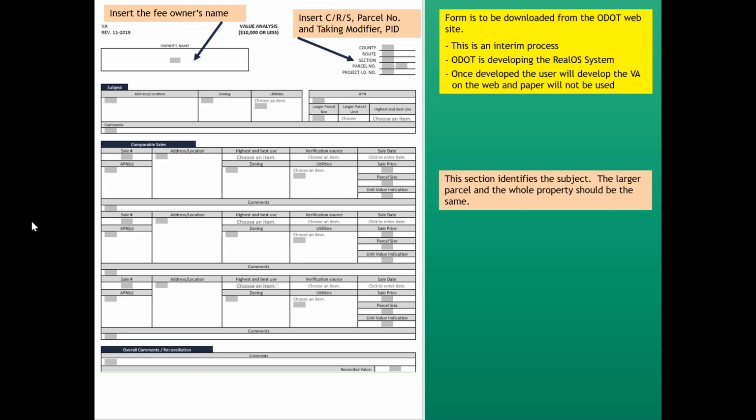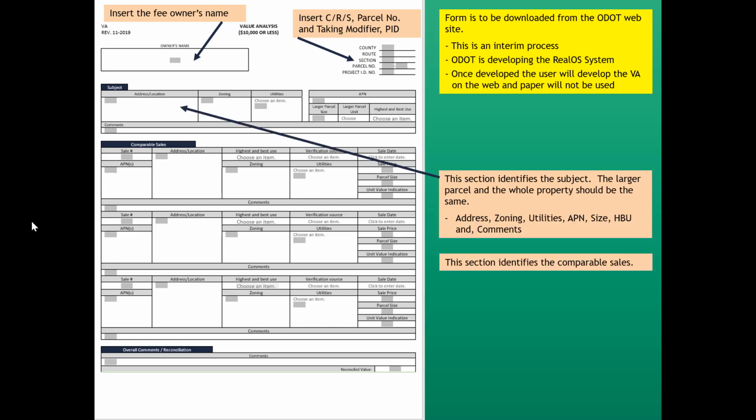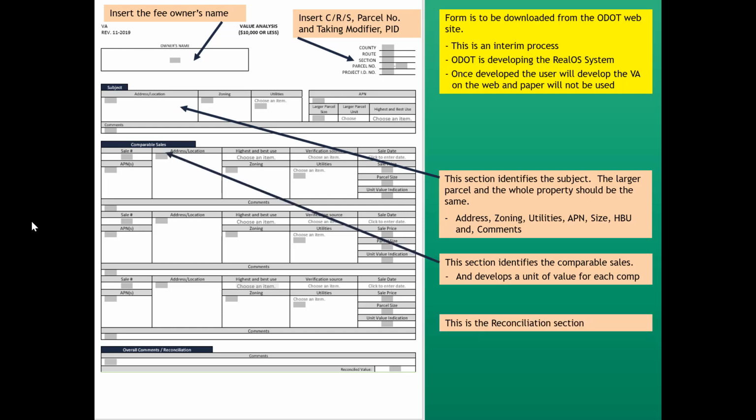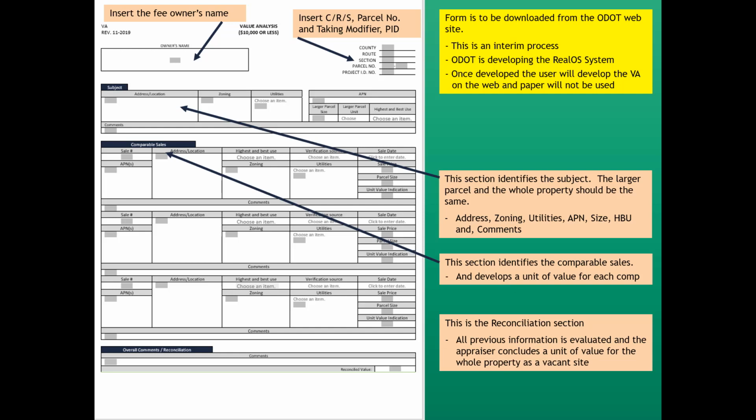It's where we talk about the larger parcel and the whole property, which should be the same if we're using the VA report. The next section identifies the comparable sales, and we develop a unit value for each comp on this form. The next section is the reconciliation part of the form. In this section, all previous information is evaluated, and the appraiser concludes a unit value for the whole property as a vacant site.